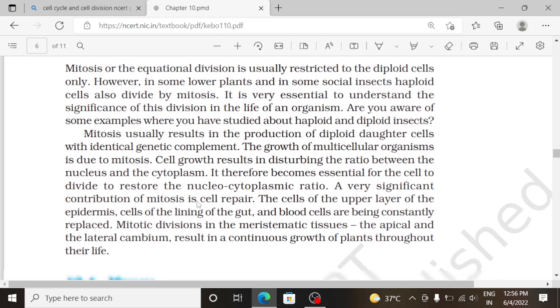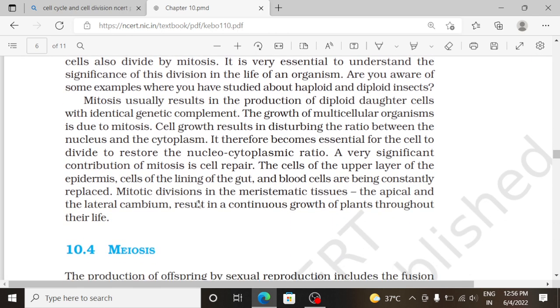Mitosis usually results in the production of diploid daughter cells with identical genetic complement. The growth of multicellular organisms is due to mitosis. Cell growth results in disturbing the ratio between the nucleus and the cytoplasm. It therefore becomes essential for the cell to divide to restore the nucleo-cytoplasmic ratio. A very significant contribution of mitosis is cell repair.